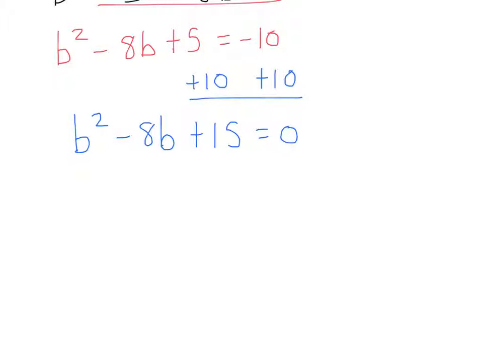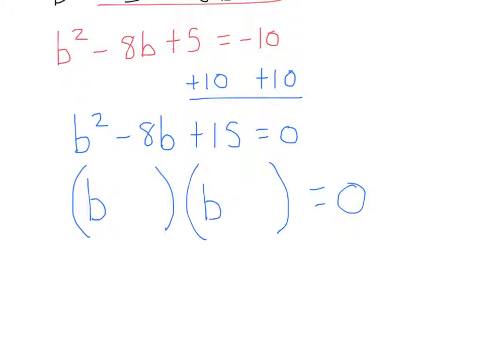So quadratics normally factor into two binomials. All right. What times what is b squared? B times b. So I'm going to write b times b. Luckily in our problem, the leading coefficient was a what? 1, so we didn't have to deal with that. Now I'm going to write my factors of 15. 1 times 15 and 3 times 5.